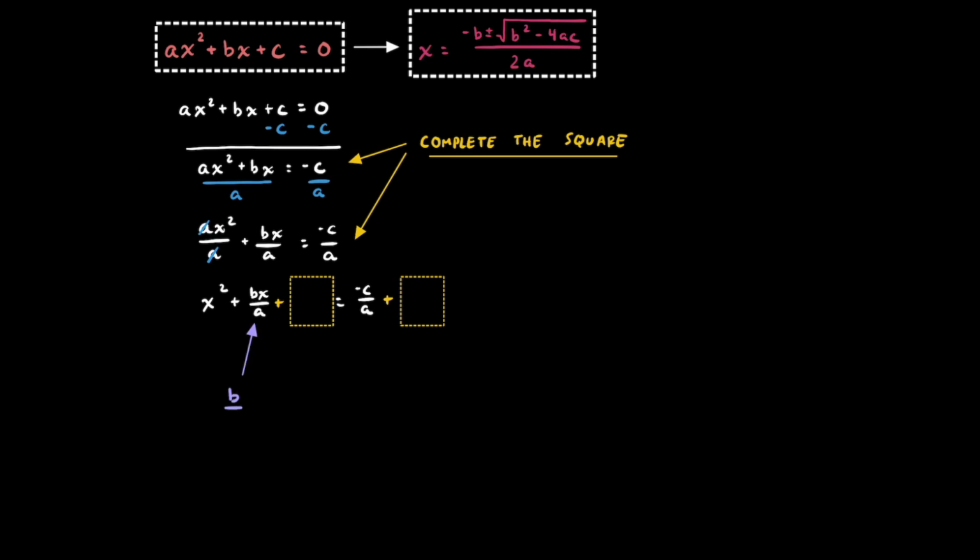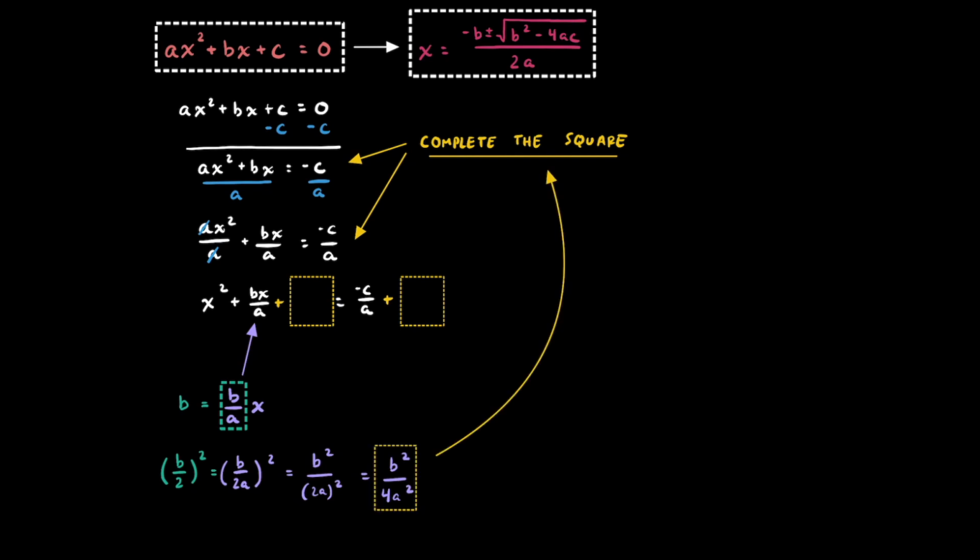This bx over a can be rewritten as b over a x. I know it's a little strange, but this b over a is our coefficient of x, which is typically our b value. Remember that to complete the square, we have to take half of b and then square it. When taking half of b over a, that's just going to be b over 2a. After taking half, we're just going to square it now. Whenever we have a fraction squared, we can write it as the numerator squared over the denominator squared. The numerator here is just going to be b squared, and the denominator is going to be 4a squared. This expression here will complete the square.